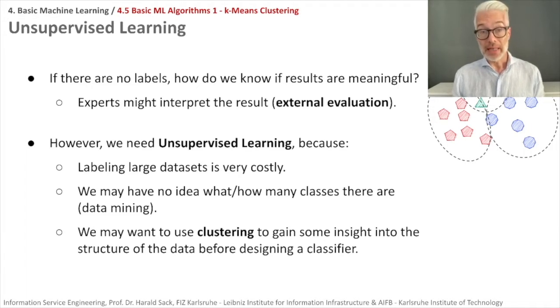However, in any case, unsupervised learning really makes sense, because usually labeled data sets are expensive, and we need huge labeled data sets for machine learning, especially for deep learning. So labeling large data sets is very costly. Therefore, unsupervised methods always make sense. Another thing is, of course, we may have no idea how many classes and what classes there are. For example, if we simply get the data and then have to do data mining, this is the perfect situation for unsupervised learning.